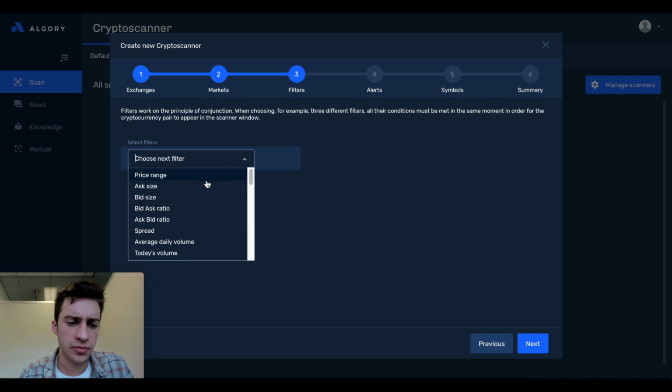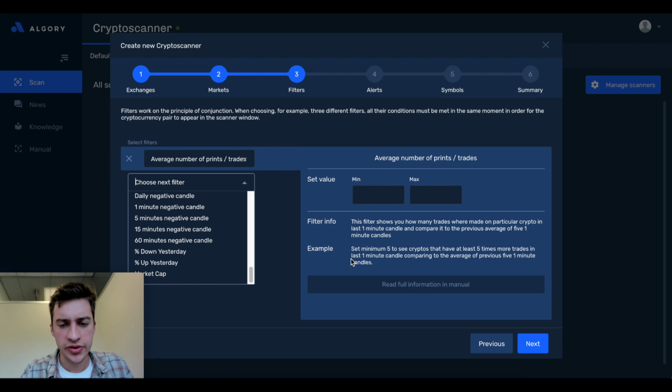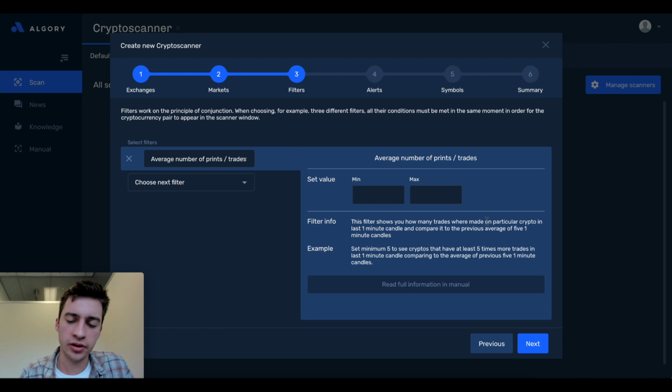And this time, I'm going to want to look at not the bids and the offers, and bids and asks. Let's look at the average number of prints per trade. So this is showing us how many trades were made on a cryptocurrency in the last 1 minute candle and compare it to the previous average of 5 1-minute candles. That makes perfect sense. So I'll put that to 5 like it suggests, and I'll just do it 20.